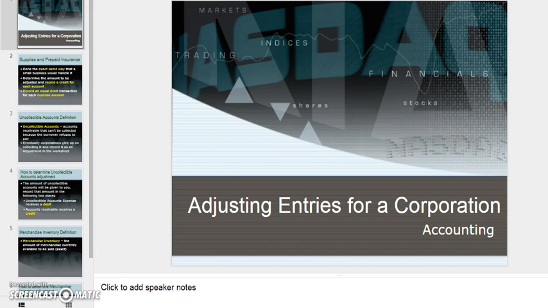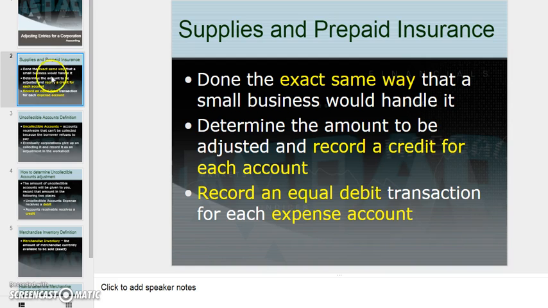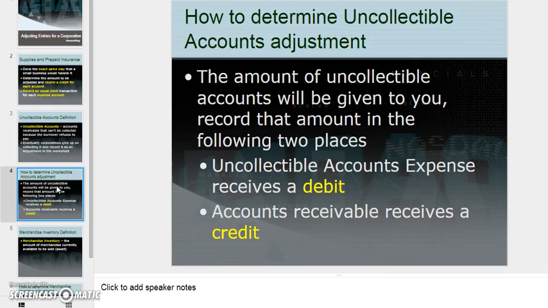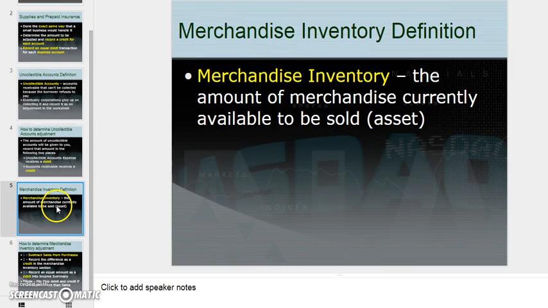So a couple documents that you might want to have. The first one is the slides that I have provided to you. And each one of these slides goes through how to do the adjustments for a corporation. It also has some key terms that you're going to need to know as well.